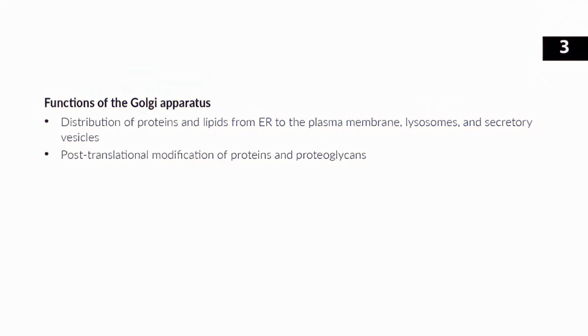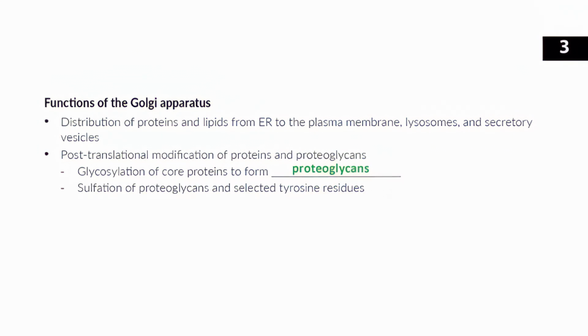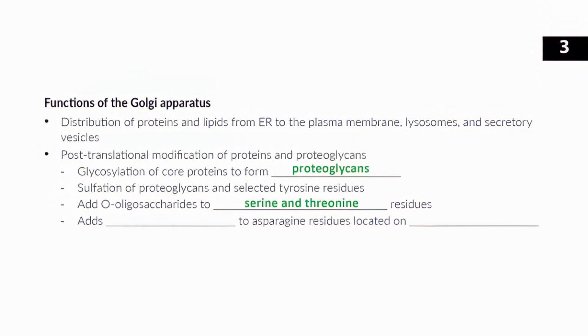The second big job of the Golgi apparatus is post-translational modification of proteins and proteoglycans, which are just proteins with saccharides or sugars tacked on. Proteoglycans are an important part of connective tissue. Now there are lots of different types of post-translational modifications going on here. The Golgi glycosylates core proteins to form proteoglycans, tacking things like chondroitin sulfate and heparan sulfate onto the core proteins. The Golgi also adds sulfonyl groups to sugars in proteoglycans and to selected tyrosine residues in proteins, and this is called sulfation. It can add O-oligosaccharides to serine and threonine residues. And then the last modification that I really want you to know is that the Golgi is responsible for adding mannose-6-phosphate to asparagine residues located on specific lysosomal enzymes.